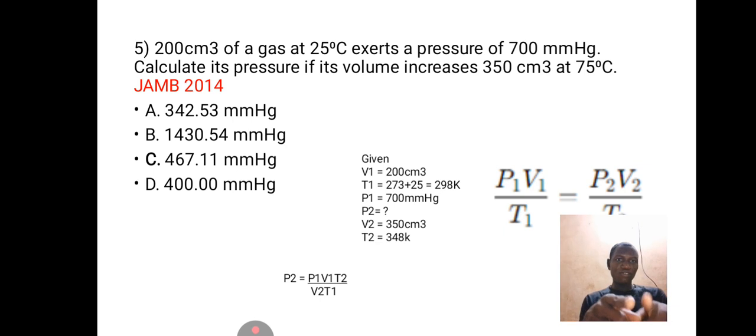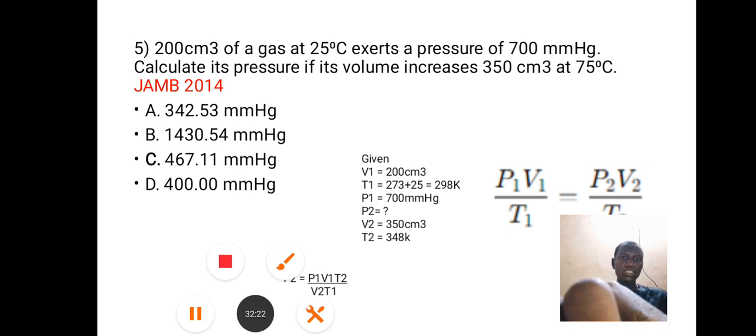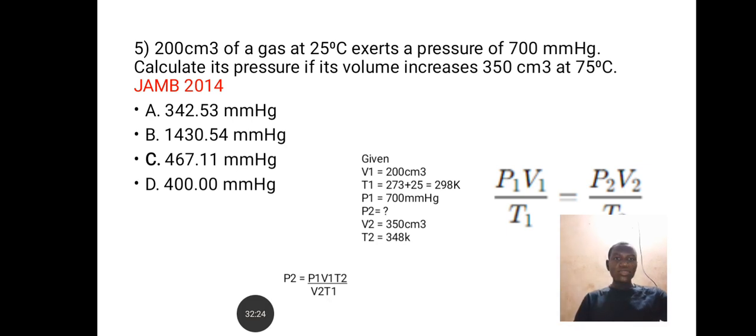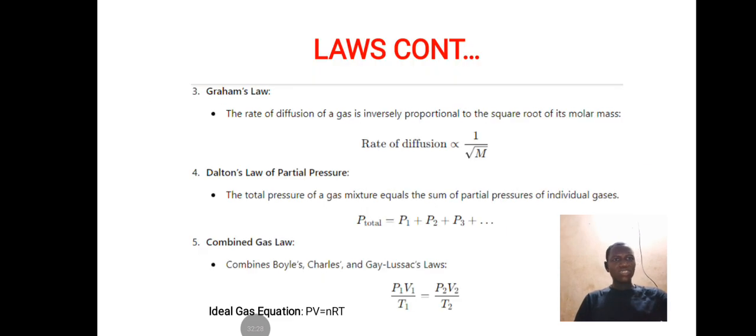So I'm making P2 the subject of the formula. So I have P1, V1, T2, all over V2, T1, and that's the formula you are to use to calculate all of this. Alright, so I hope this is clear. So let's move on.